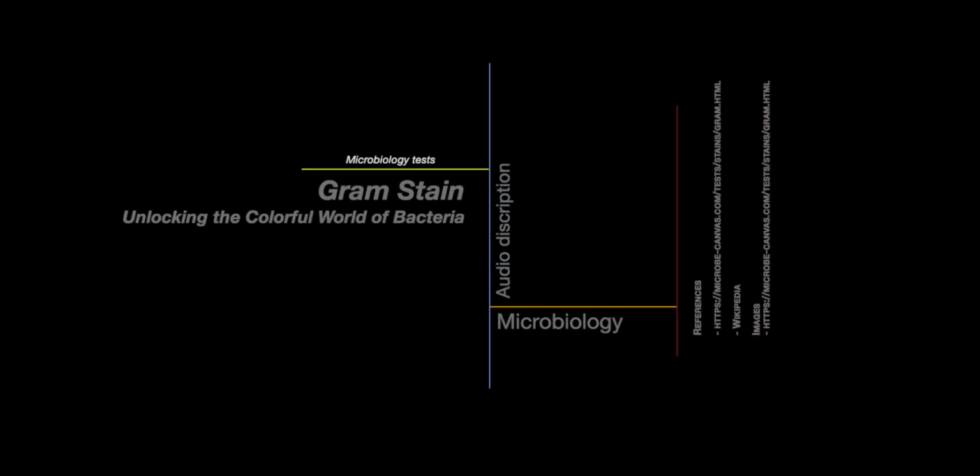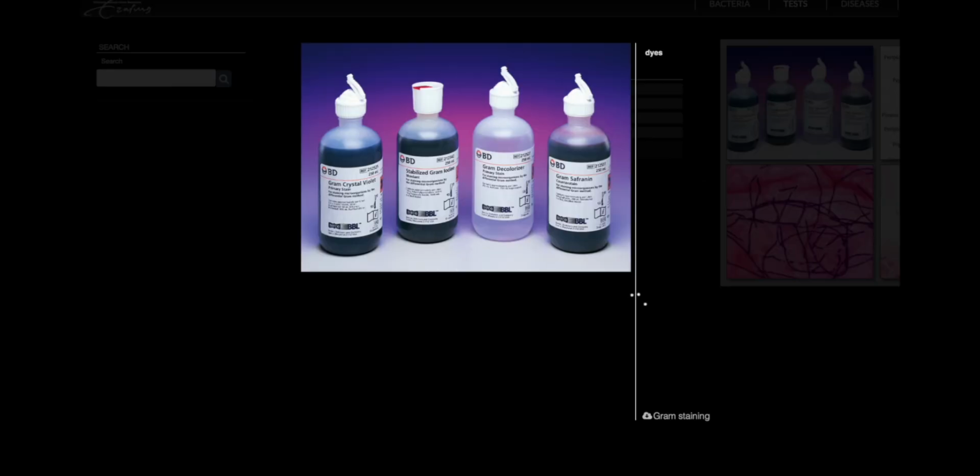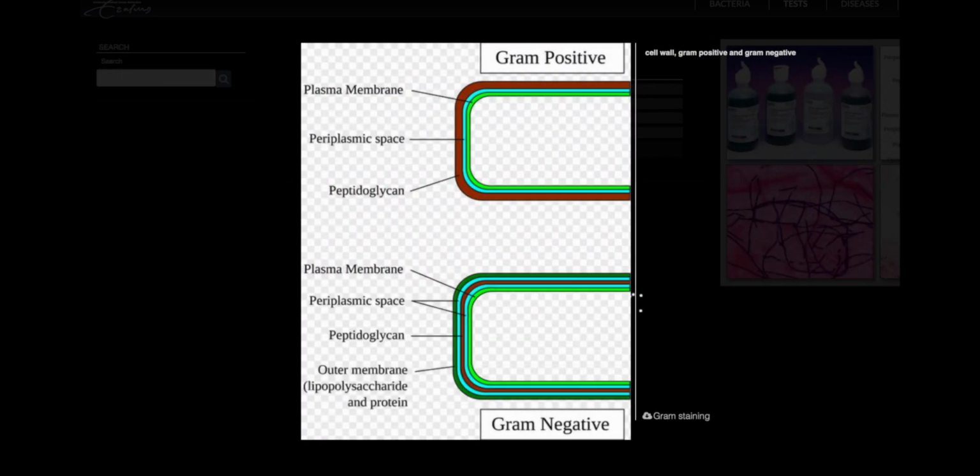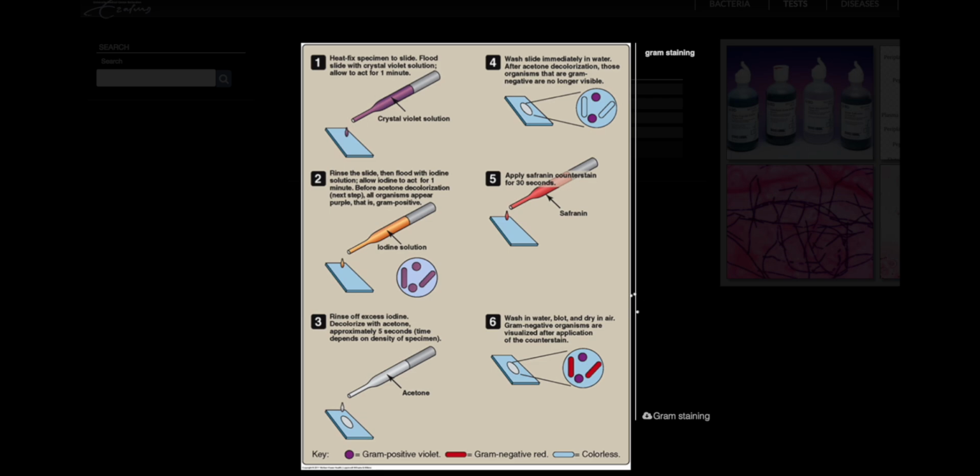Gram staining. General information. Gram staining, also known as Gram's method, is a fundamental technique used to differentiate bacterial species into two broad categories, gram-positive and gram-negative. This method, named after its inventor, Hans Christian Gram, identifies bacteria based on the chemical and physical properties of their cell walls. Specifically, it detects the presence of peptidoglycan, a substance found in a thick layer in gram-positive bacteria.